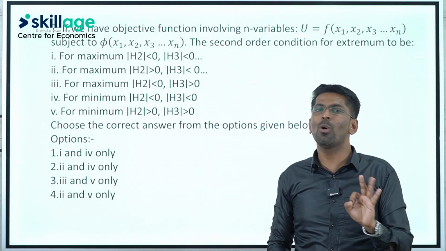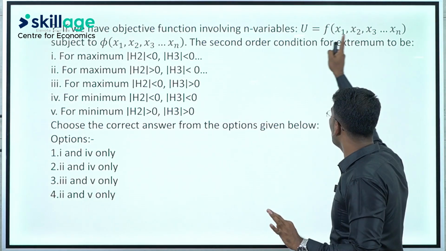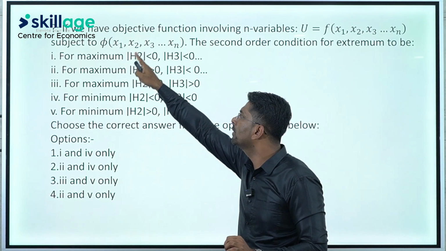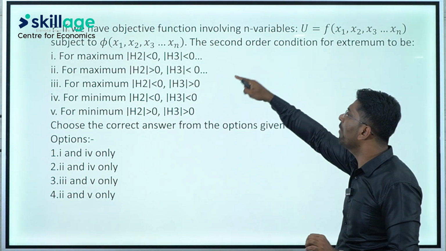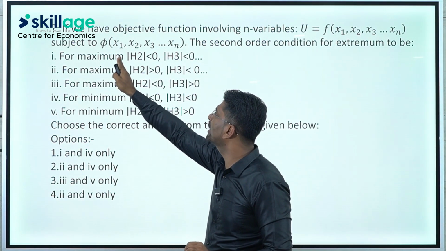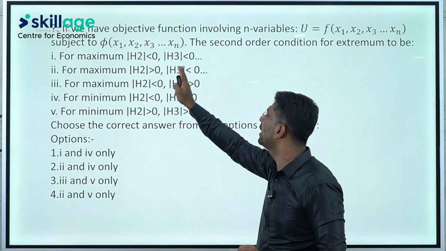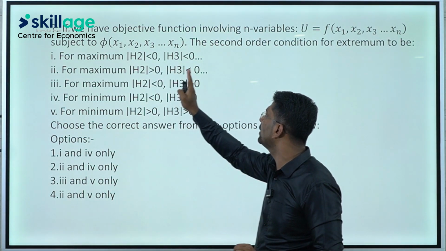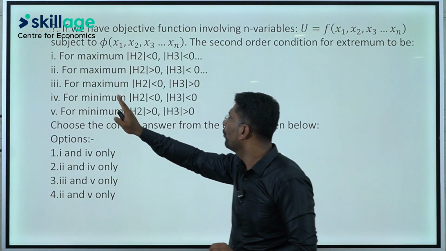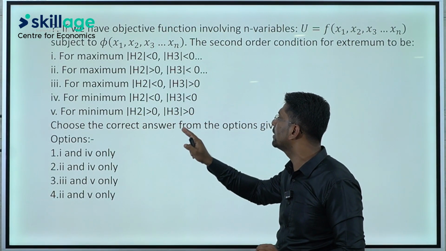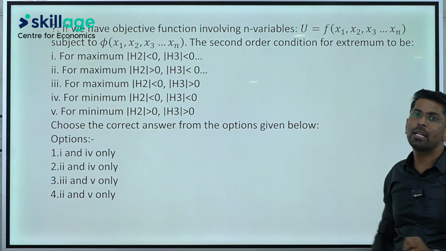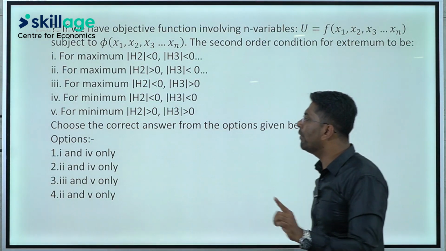Bordered Hessian. That's bordered Hessian because it is the given objective function we want to maximize or optimize subjected to the given constraint. So we have 4 or 5 options given here. See, what are the options? For maximum, H2 is less than 0, H3 is less than 0. For maximum, H2 is greater than 0, H3 is less than 0. For maximum, H2 is less than 0, H3 is greater than 0. For minimum, H2 is less than 0, H3 is less than 0. For minimum, H2 is greater than 0, H3 is greater than 0. And we want to pick those answers which are actually given in the options.